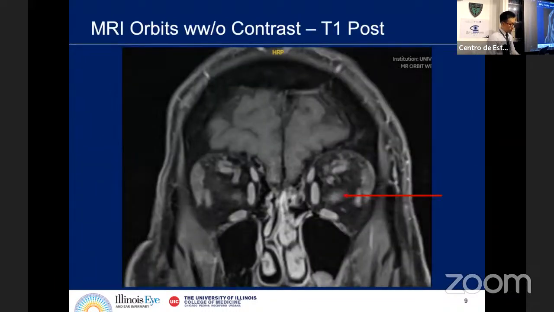So we approached this differential first by obtaining MRI of the orbits and the brain. And the orbits were significant for this relatively subtle finding here of an enhancing lesion very anterior in the nerve, essentially right where the nerve was inserting into the globe in that left eye. The MRI of the brain was unremarkable. We didn't see any demyelination. Also obtained a venogram, which didn't show any venous thromboses.